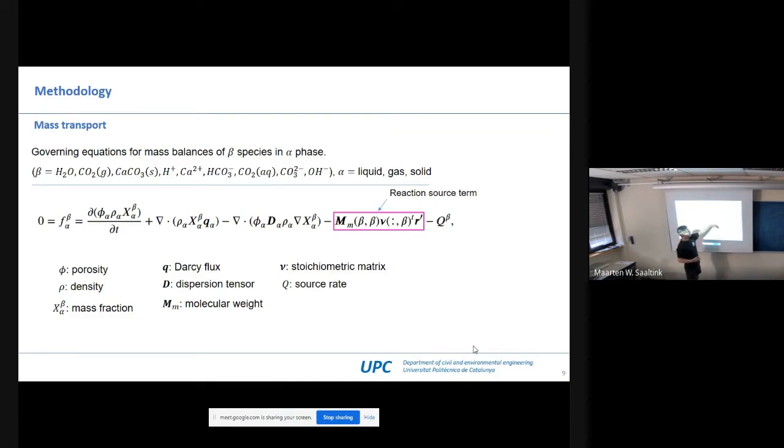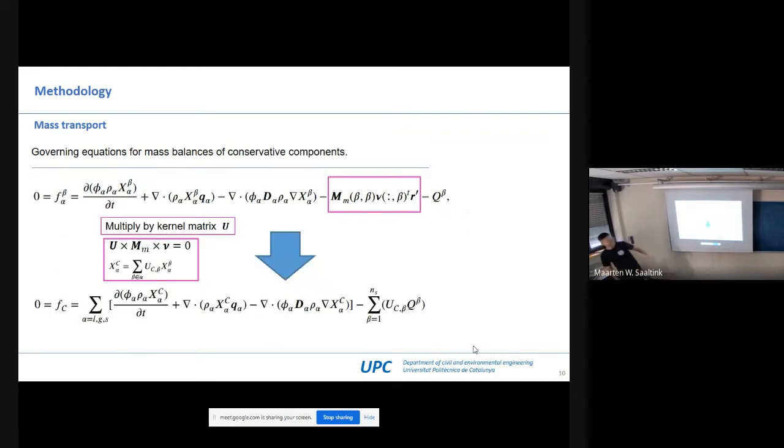But if the reaction is an equilibrium reaction, the reaction rate is infinite. So we should remove this term if we want to solve the transport system. Because the component is independent of the reaction, instead of solving the reactive transport of the species, we can build equations based on the mass balance of the component.